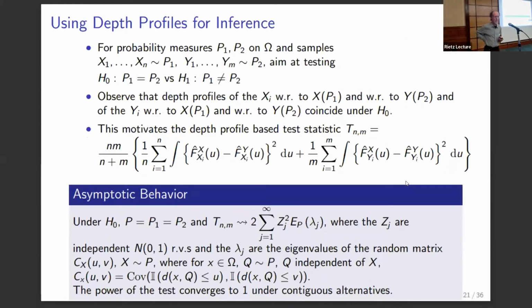Recently, we also discovered that depth profiles can be used for inference. If you want to test whether two populations of object samples are the same, you can use these depth profiles. If you take those of the x_i with respect to x, distributed according to P1, and the y's distributed according to P2, and vice versa for the y's, then all of these coincide under the null hypothesis that the distributions are the same. That motivates a depth-profile-based test statistic. Again, we can derive the asymptotic behavior under entropy conditions, and we obtain a limit distribution which relates to independent standard normal random variables and certain eigenvalues of a random matrix, of which you take the expected value.